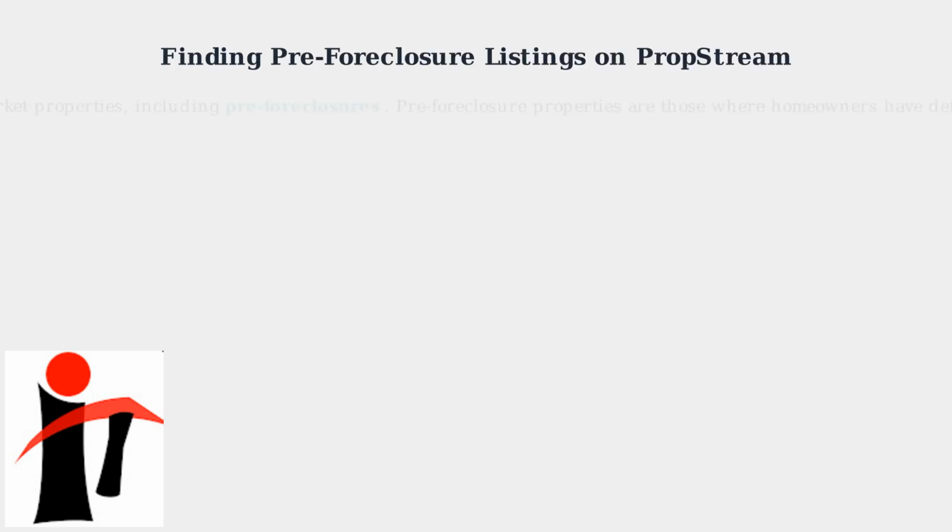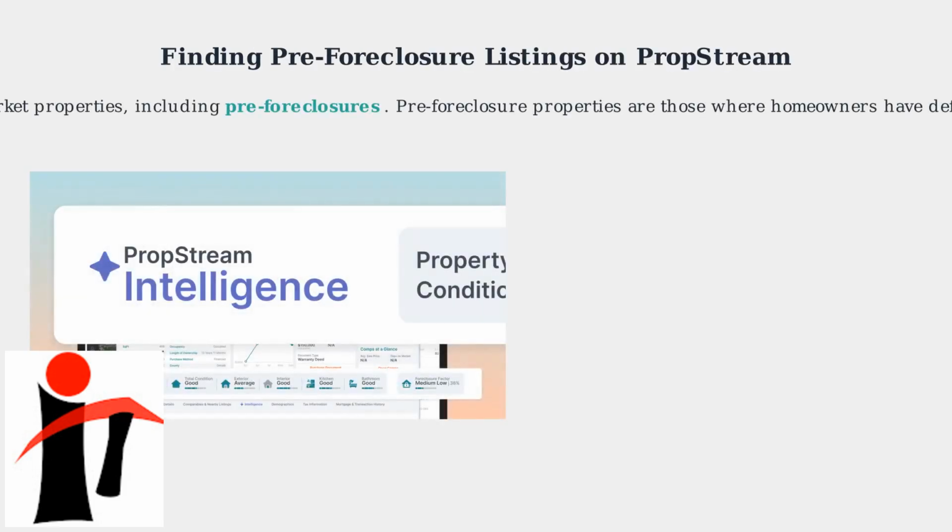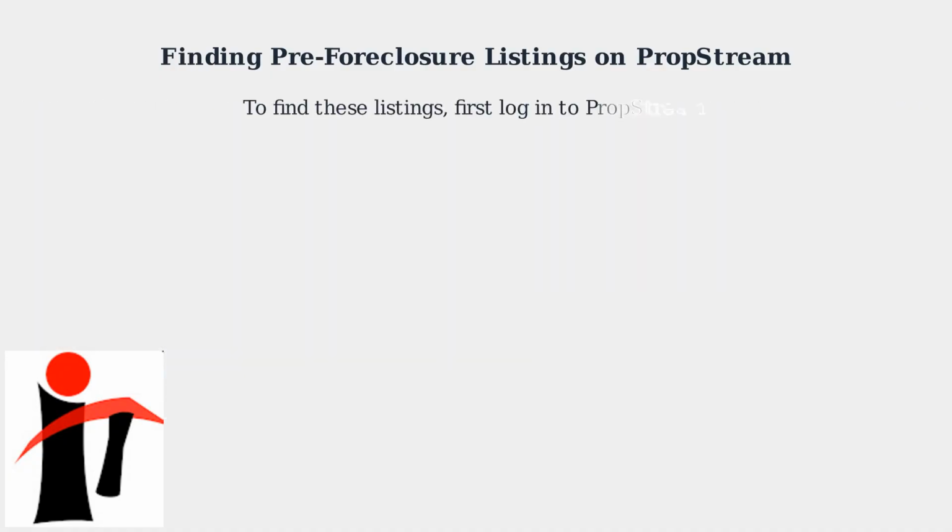PropStream is a real estate data platform used to find off-market properties, including pre-foreclosures. Pre-foreclosure properties are those where homeowners have defaulted on mortgage payments, but the foreclosure isn't final. To find these listings, first log into PropStream.